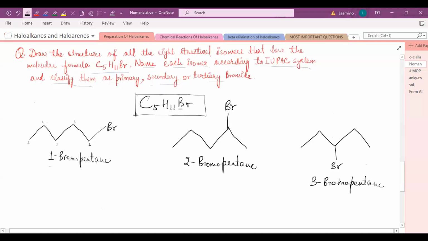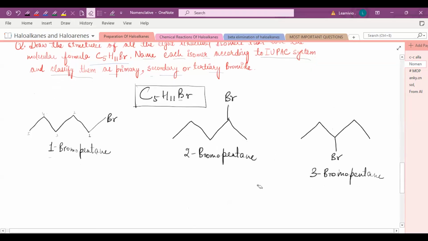Now tell me, Aneesha, if I attach this bromine to the fourth position, 1, 2, 3, 4, now try to name this. You will not start the numbering from here, you will start the numbering from here. So again, this is your 2-bromopentane. So this is not a unique one. We have already made 2-bromopentane. It's already written here. We have already drawn it. So only 3 isomeric forms are possible for pentane.